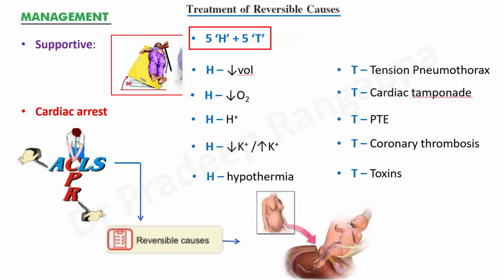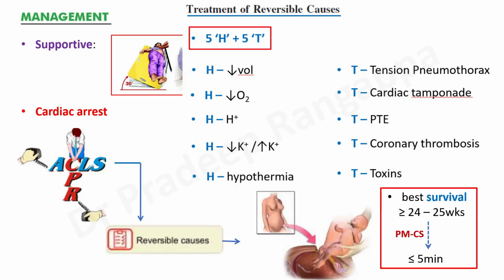At the same time, we have to look at the 5 Hs and 5 Ts: hypovolemia, hypoxemia, acidemia, hypokalemia. All this typical cardiac arrest protocol has to be followed and put in place. It is shown that the best survival in AFE, amniotic fluid embolism, happens after 24 to 25 weeks. And this cesarean section, or perimortem cesarean section, has to be done within 5 minutes, and that is the time frame they have looked at.